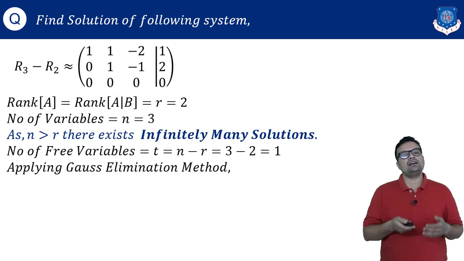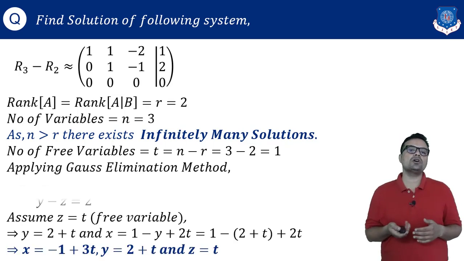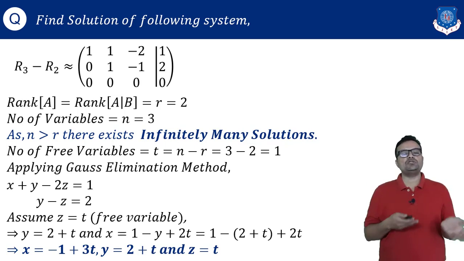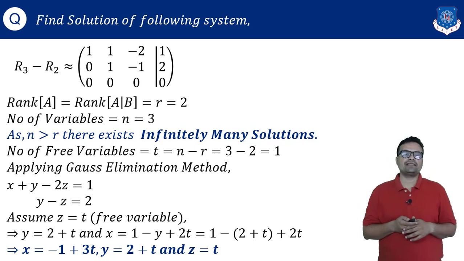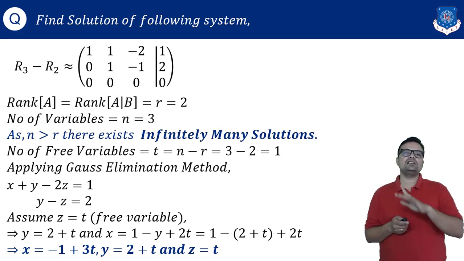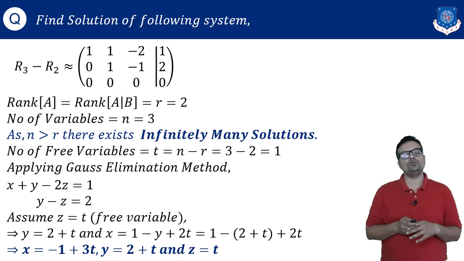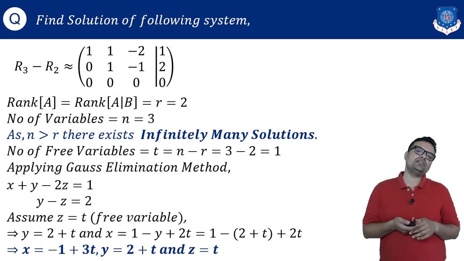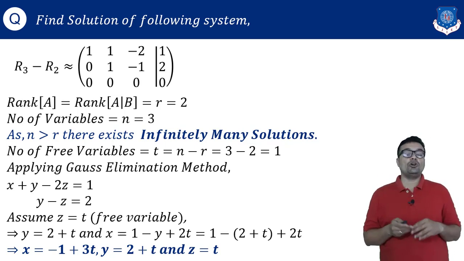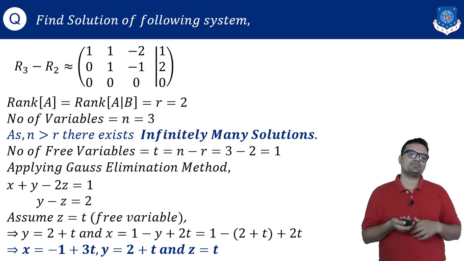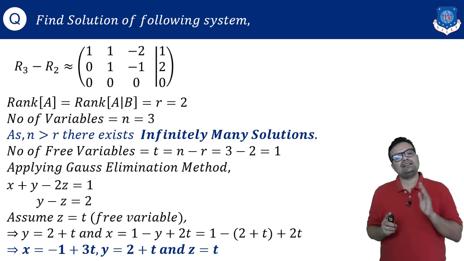Now to find that line, I am considering the Gauss elimination method. Now we convert this system into equations. That was our first step in elimination method. And then it gives me x plus y minus 2z equal to 1, y minus z equal to 2. We have freedom to select one variable as a free variable, as t is equal to 1. So always select the last variable as a free variable. So I am selecting z, although you can select y also. We need to select variables which are common in these two equations. I am selecting z. Suppose z is equal to t.